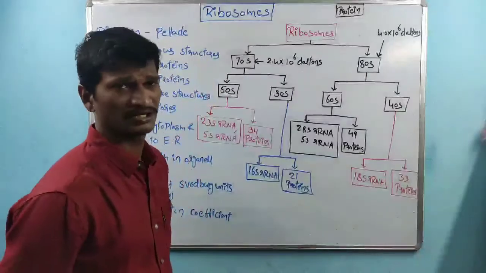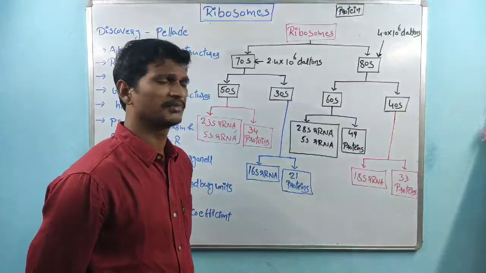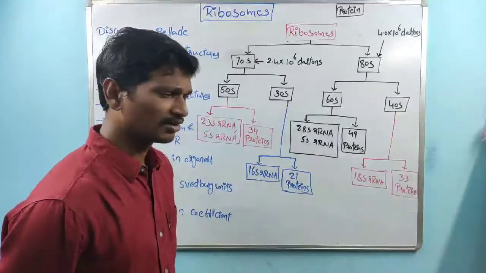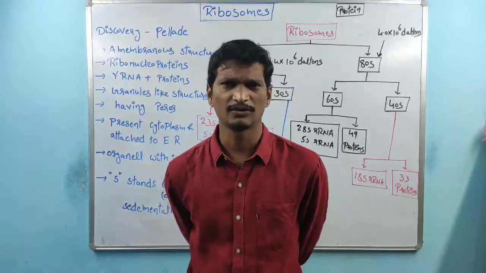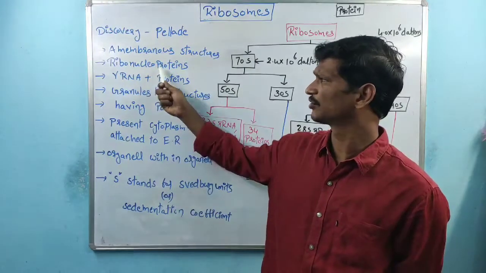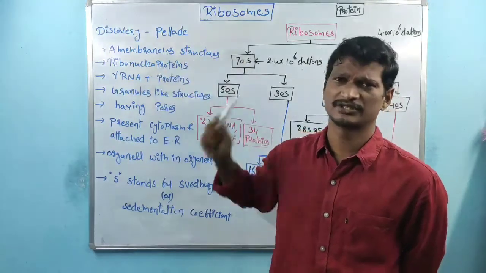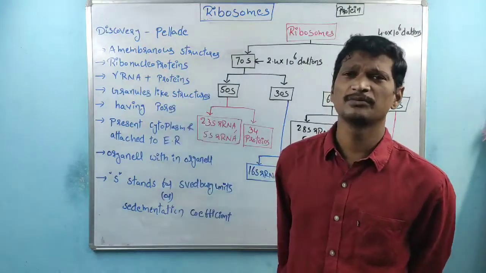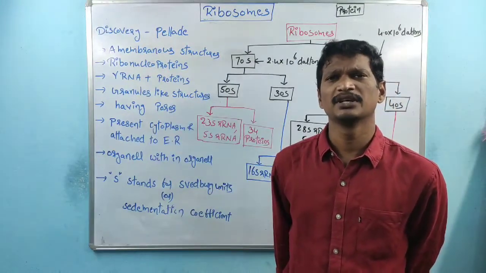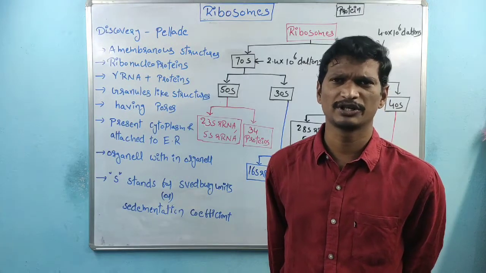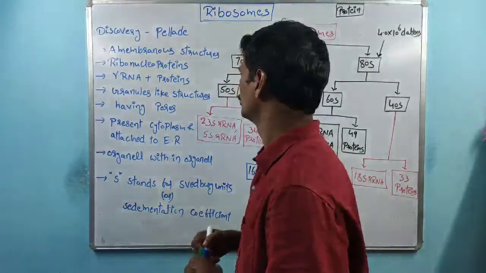But ribosomes are quite different from all the remaining cell organelles. The ribosomes do not have any membrane around them. That's the reason why these are called amembranous structures. Membrane is absent, right? And coming to the next point, ribosomes are made up of ribonucleoproteins.